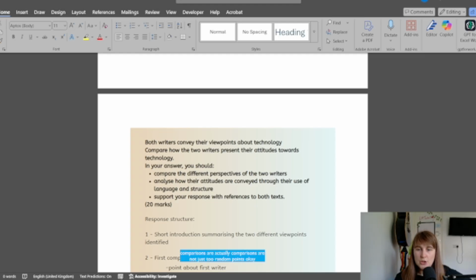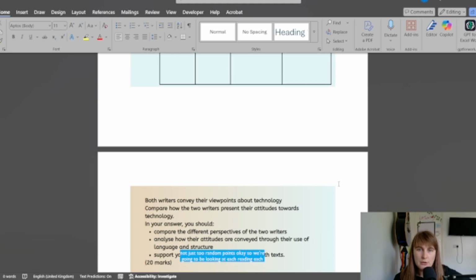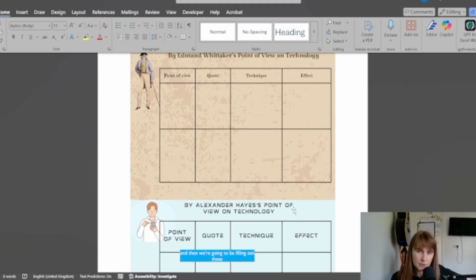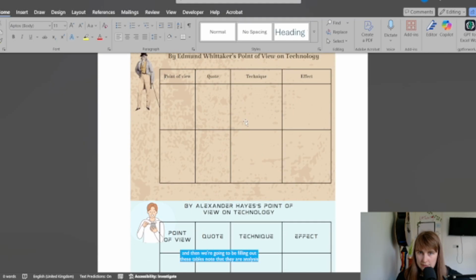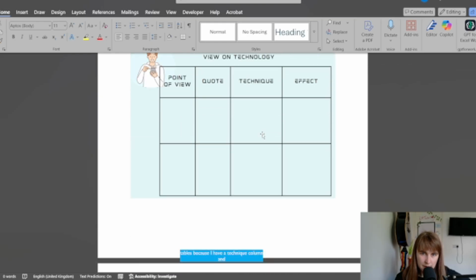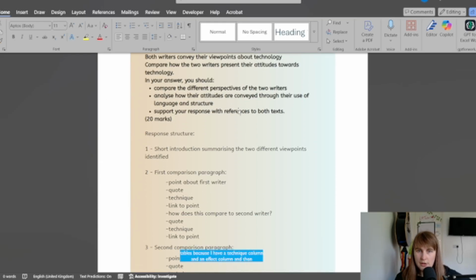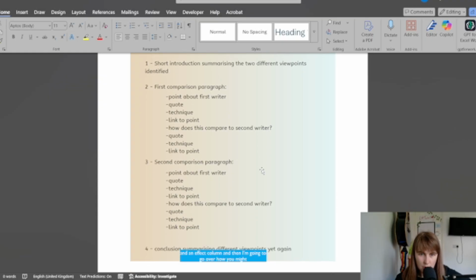Okay, so we're going to be looking at each, reading each, and then we're going to be filling out these tables. Note that they are analysis tables because I have a technique column and an effect column. And then I'm going to go over how you might answer the whole question.